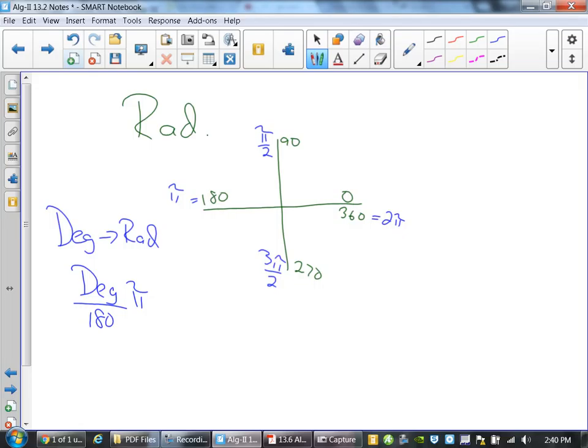Is that given that the radius is 1? Yes, we'll get to that. We're doing a little bit of it now because I'm going to have you convert a few of these. We'll spend more and more on it tomorrow.